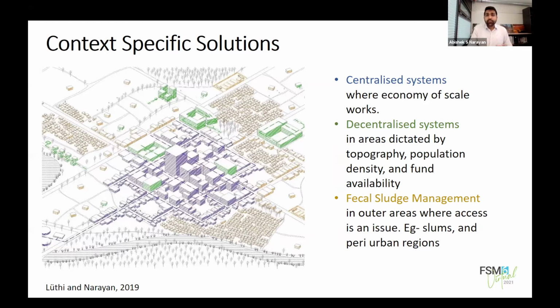And finally, different other parts of the city, for example, the slums, the peri-urban regions, etc., could be served with fecal sludge management. And this is, of course, just an example. You can also have container-based solutions and so on. This is merely an example.